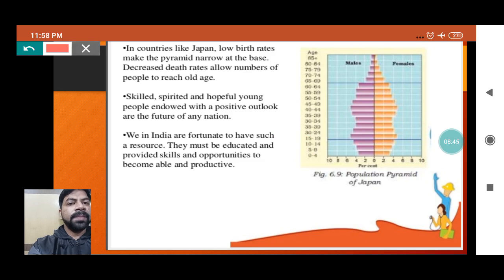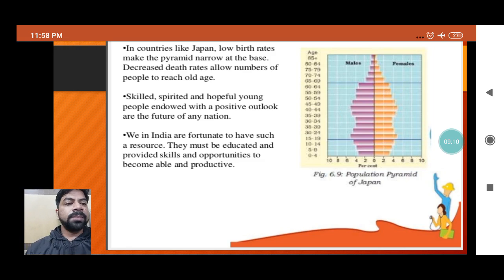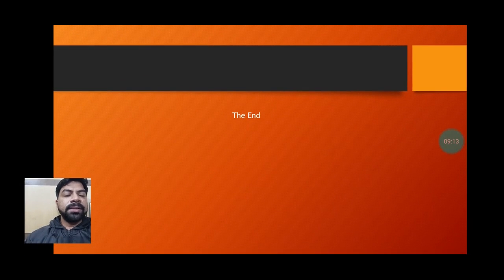If we talk about Japan, from the 10 to 14 age group up to 60 to 65, they have a good balance in the population of the working age group. That's why such countries have a great possibility to become a developed country. So you can understand the population pyramid from here. That is all about the population pyramid. It helps us to understand the country's economic growth, social growth, and health growth.